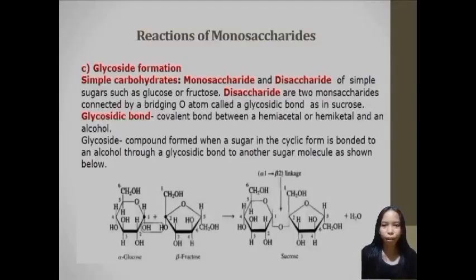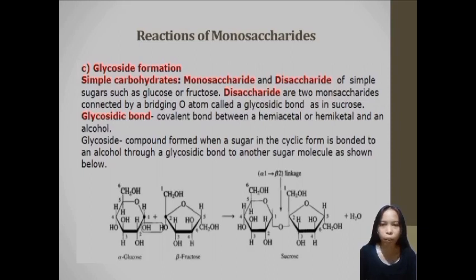Good day, everyone. I will be reporting my part, the reactions of monosaccharides: glycoside formation. Glycoside formation refers to the process of forming a compound called a glycoside. In this process, a sugar molecule in its cyclic form is bonded to an alcohol molecule through a covalent bond called a glycosidic bond. Simple carbohydrates, such as monosaccharides and disaccharides, are involved in glycoside formation.